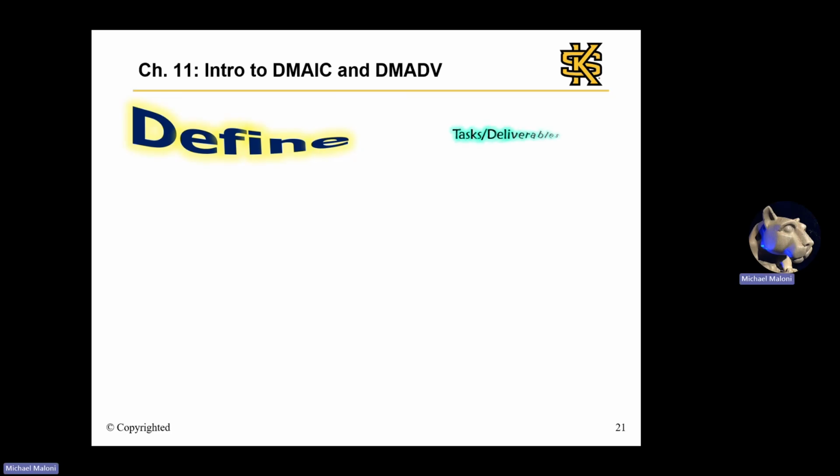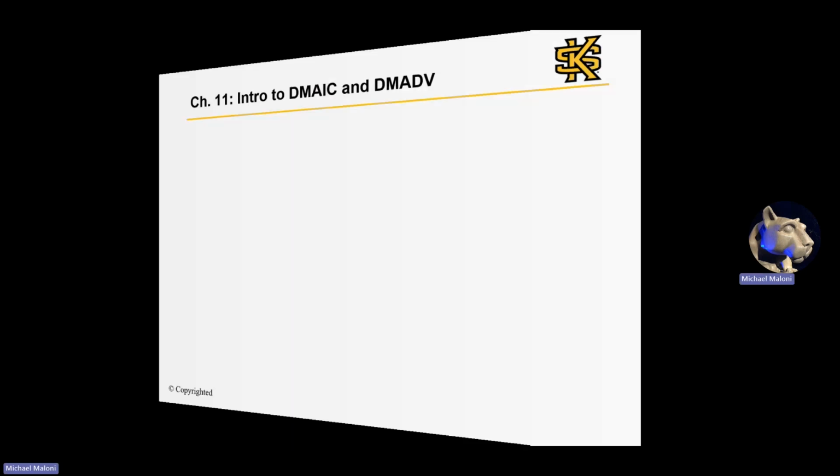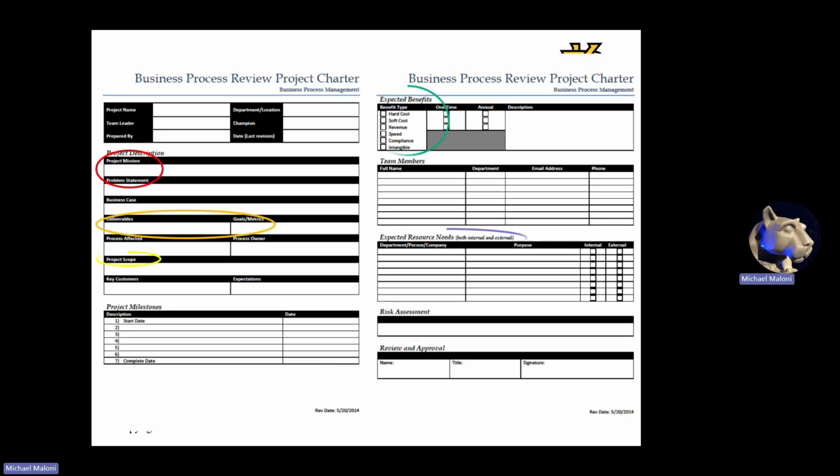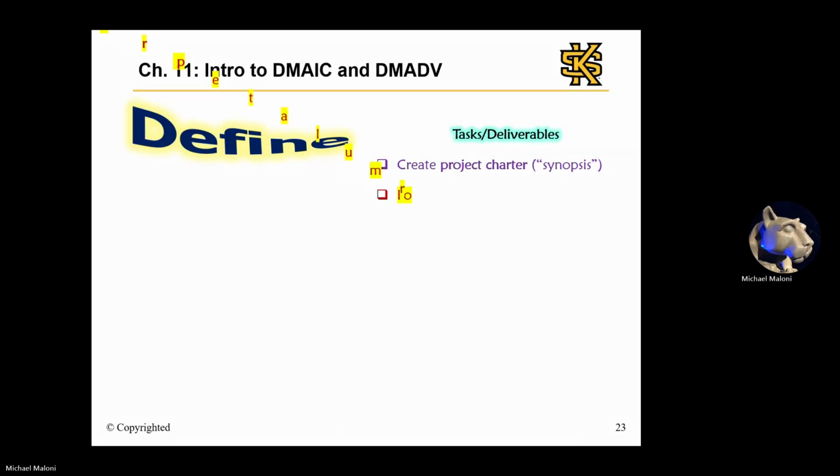In the define step, we'll create the project charter. And the point here is to get all team members, including the executive sponsor, on the same page with the project mission, scope, resources, and other key project elements. We'll also formulate the problem statement for the project. And recall that we already devoted an entire chapter to this.